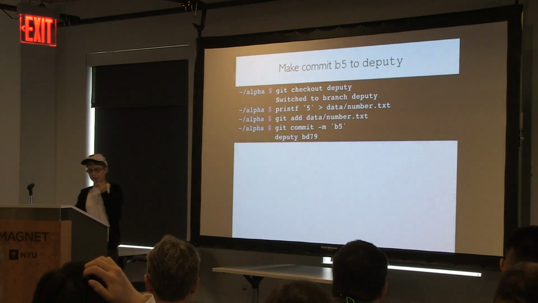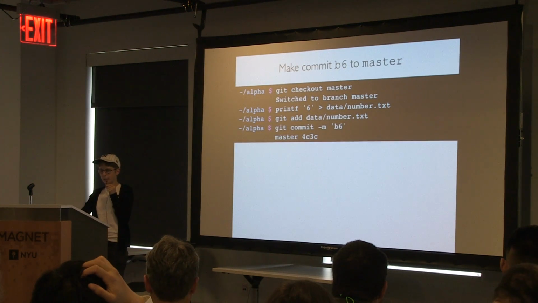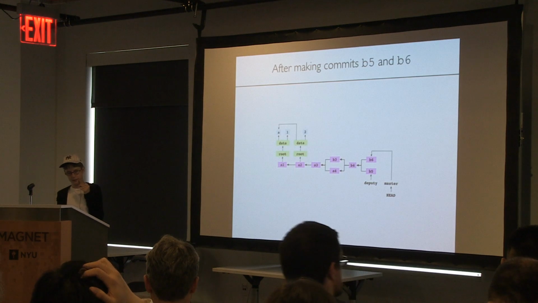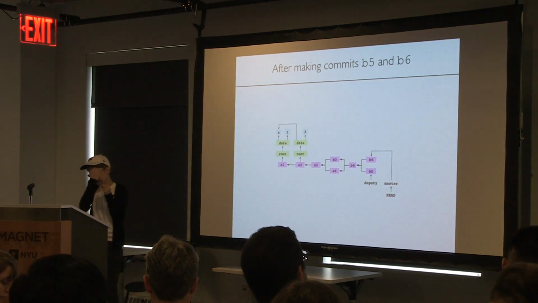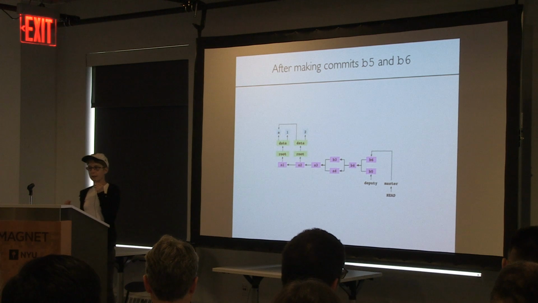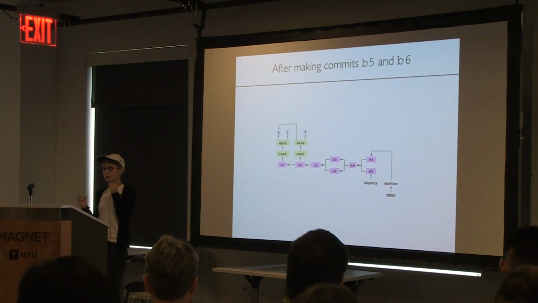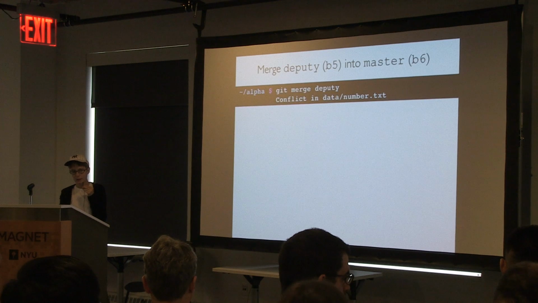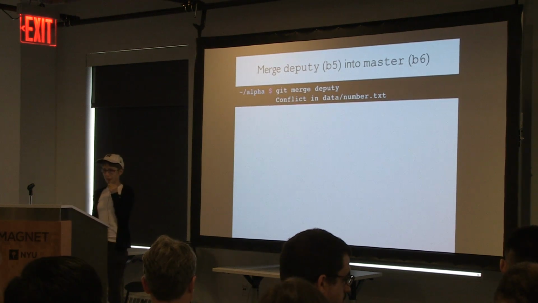So let's check out deputy, change number to 5, and commit that. Check out master, change number to 6, and commit that. So here are our 2 new friends. We've got B6 where number is 6, and B5 where number is 5. The point here is number was changed in both of them, which is fine. Now let's merge deputy, and we got a conflict.